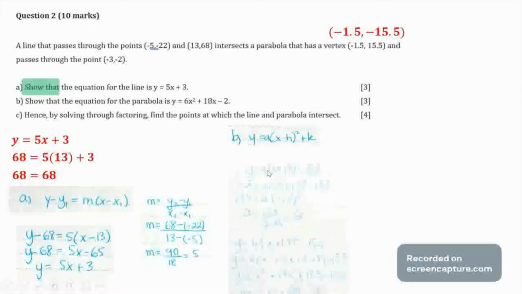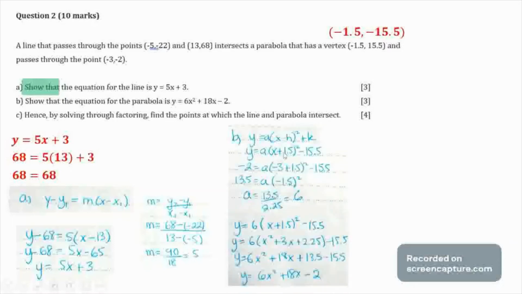Let's try. Okay, so here's the vertex substituted in here. You can see the 1.5 and negative 15.5. This one becomes the opposite sign. And then I put in the point negative 3 for x, negative 2 for y. This one might have been hard because this was paper 1, but let's take a look then real quick.